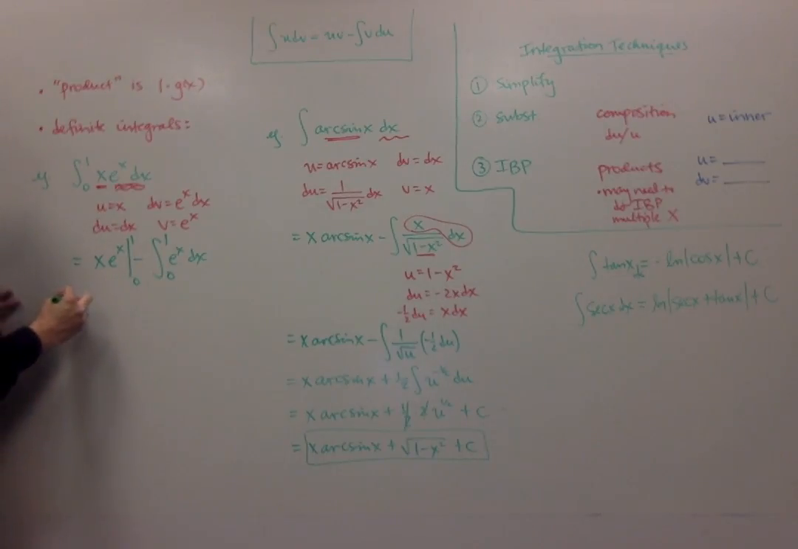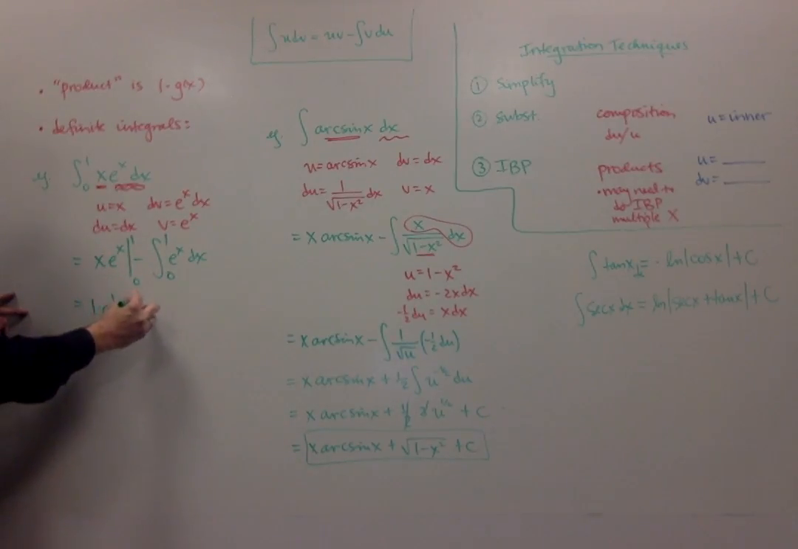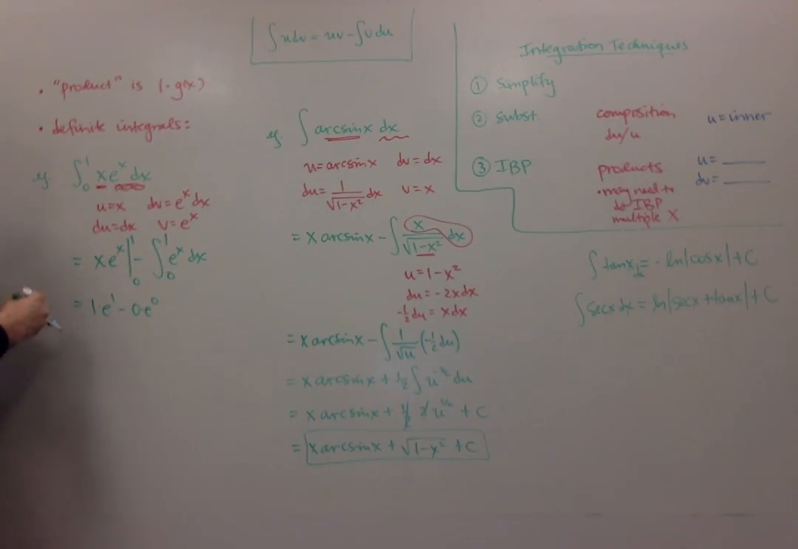So what that means is I need to plug in 1 times e to the 1, minus plug in 0 times e to the 0. That's how I take care of this part right here. Don't leave that as just x e to the x. If you have a definite integral, this should be a number that results from here, so you should get numbers out of here. If you get functions at the end, you did something wrong.